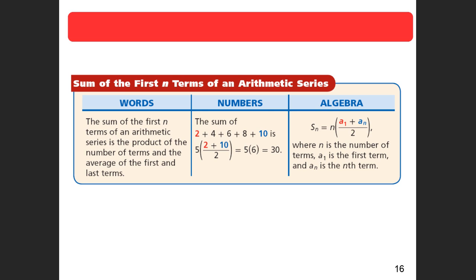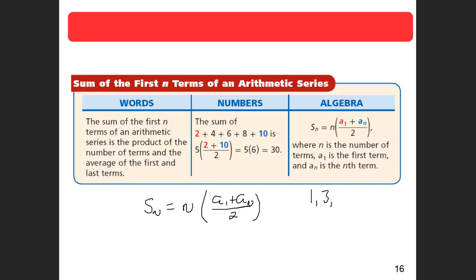S of n, the sum of the terms, is equal to n, which is the total number of values that you're adding together, times (a sub 1 plus a sub n), so the first term plus the last term, divided by 2. Okay, so let's see if this works. Let's do an arithmetic sequence. Let's do a real easy one.